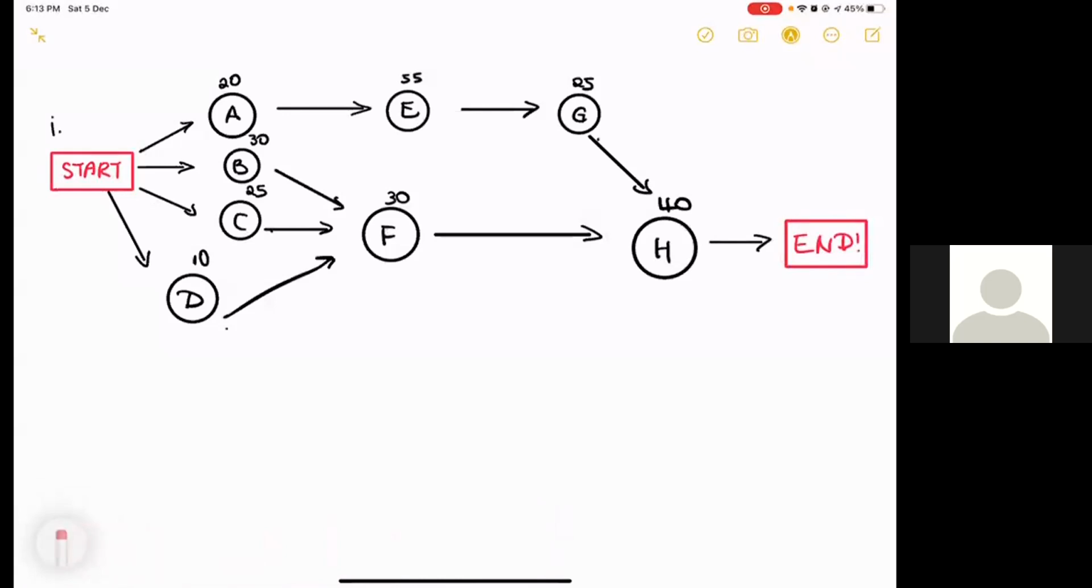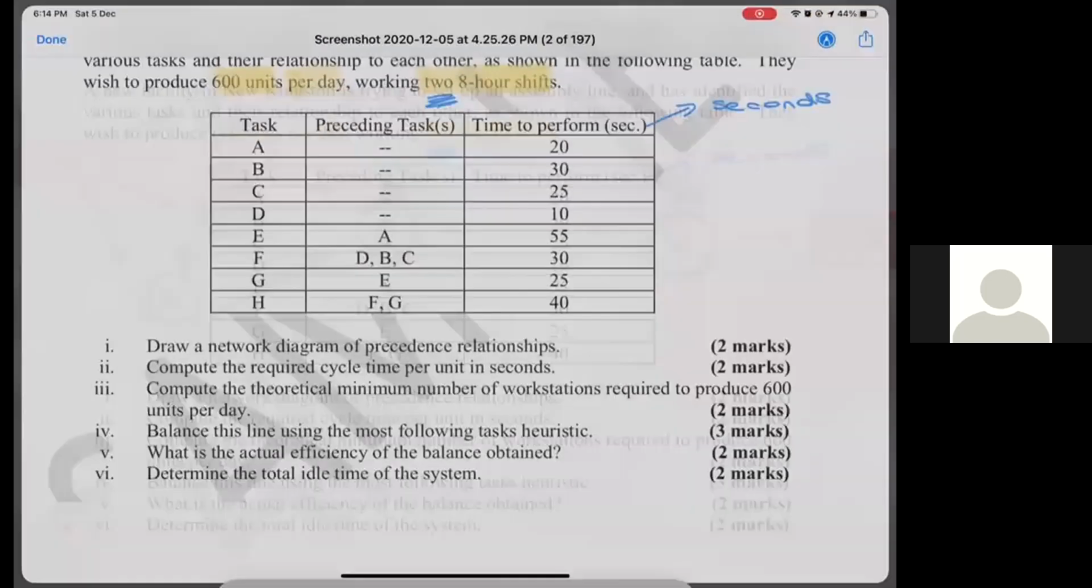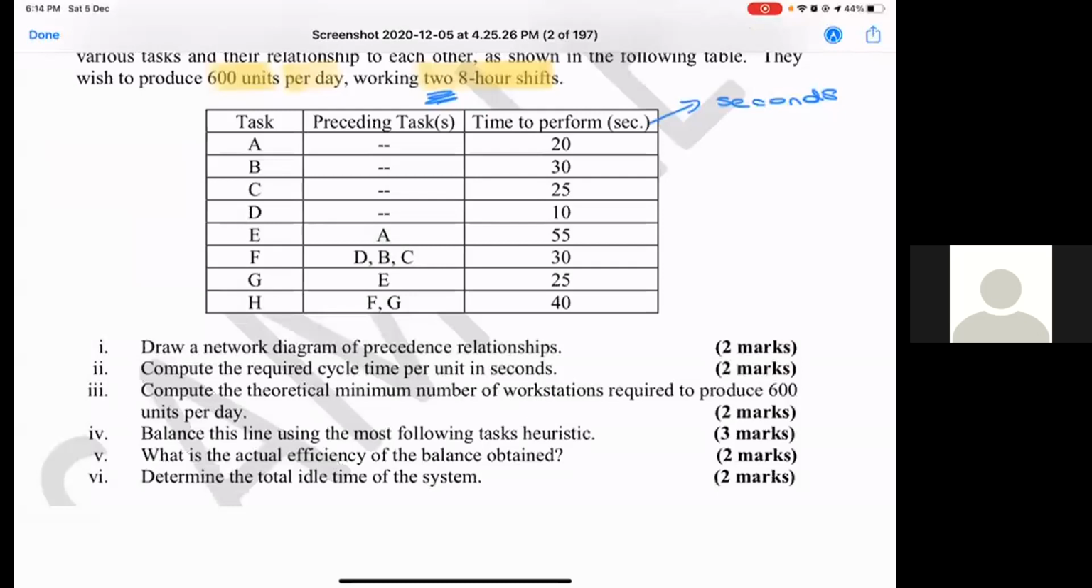Well, take that out. That was just fluffy. And so that's it. We've drawn our network diagram. That's it for part 1 of the question. Now, part 2 of the question asks us to compute the required cycle time per unit in seconds.